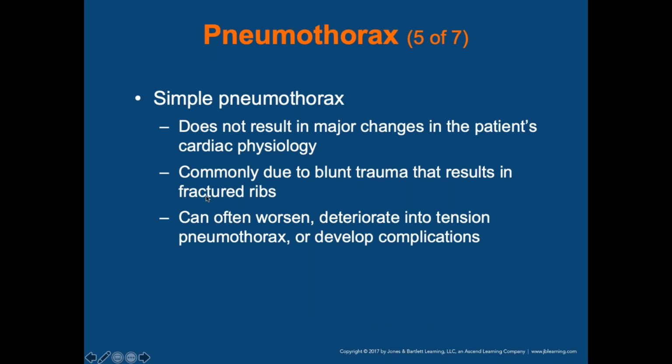A simple pneumothorax does not result in major changes in the patient's cardiac physiology. Commonly due to blunt trauma that results in fractured ribs, it can often worsen, deteriorate into a tension pneumothorax, or develop complications. A simple pneumothorax may not do anything at all. They'll be treated at the hospital.